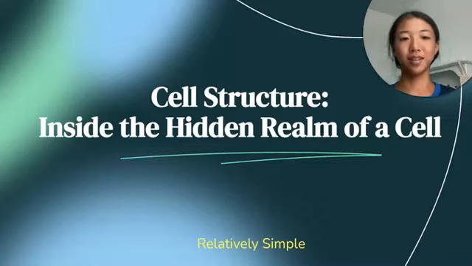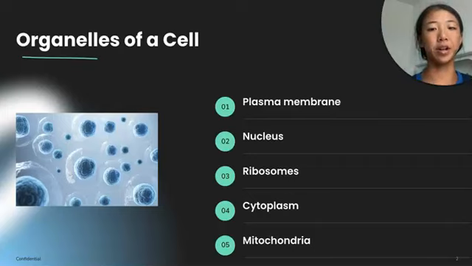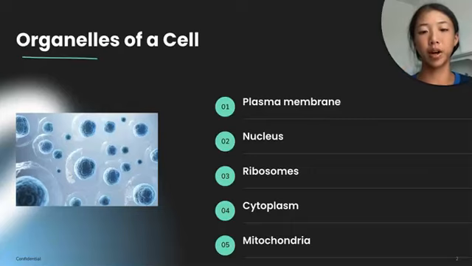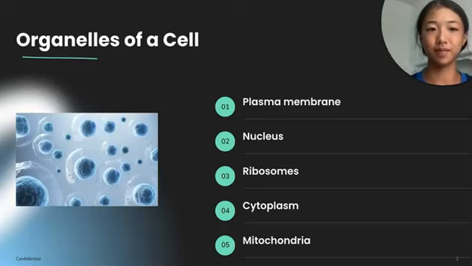Let's keep watching. The five main organelles of a cell that we'll be talking about are the plasma membrane, the nucleus, ribosomes, cytoplasm, and mitochondria. Those are arguably the most important components in a cell.